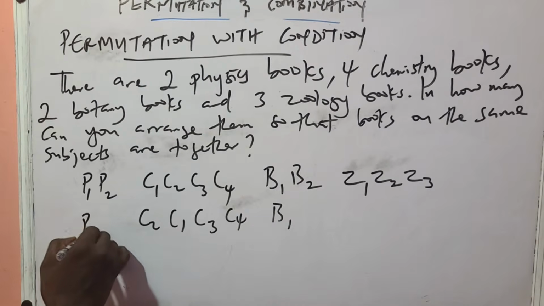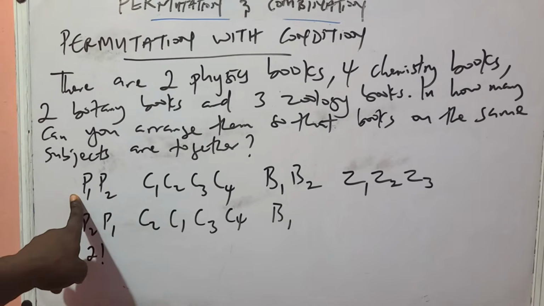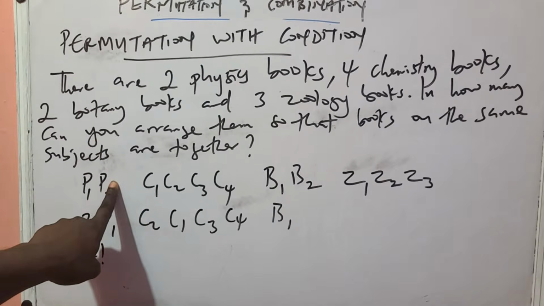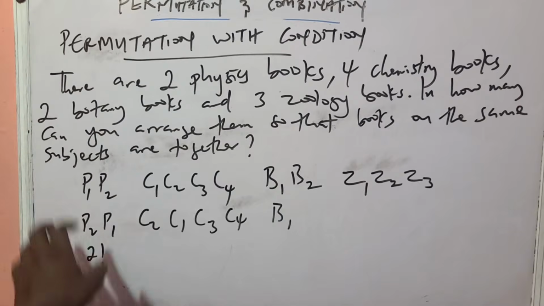Okay, let me just write this so that people can relate to it. 2 physics books can be arranged in 2 factorial ways. Of course, 2 different ways. That means you can put physics 1 as the beginning and physics 2 as the second, or you can put physics 2 as the beginning and physics 1, like 2 ways. That's how you can arrange this.